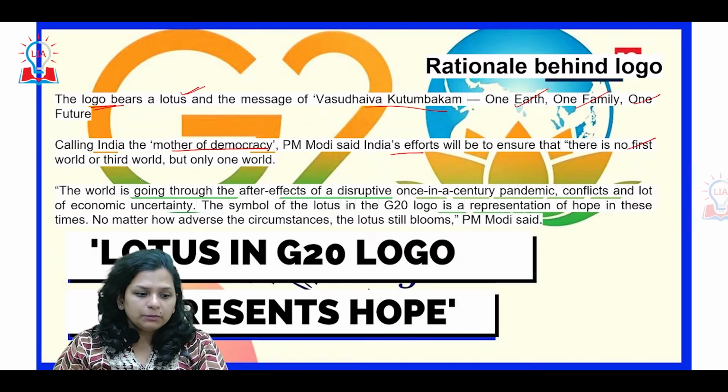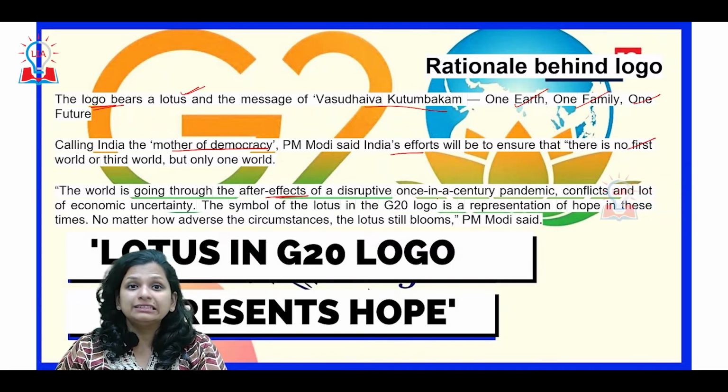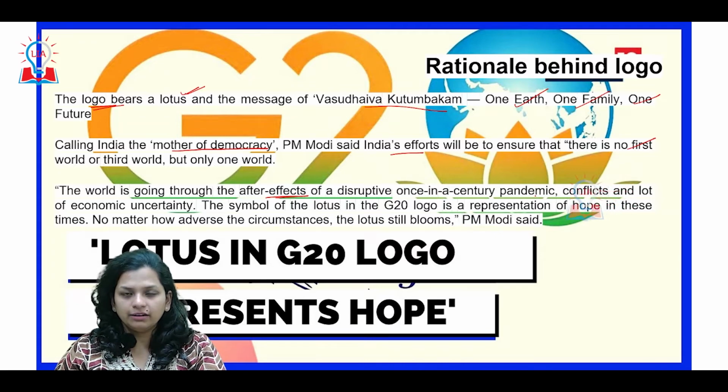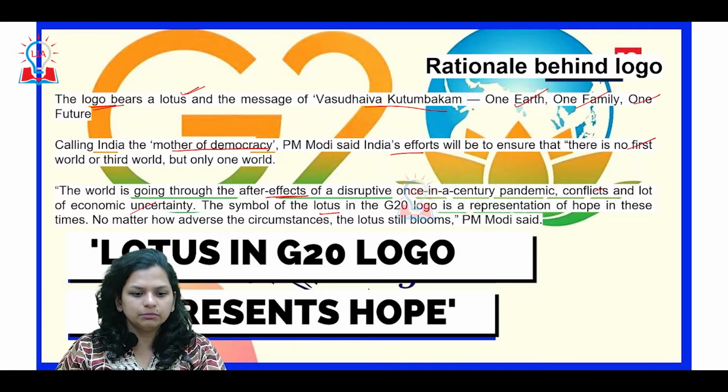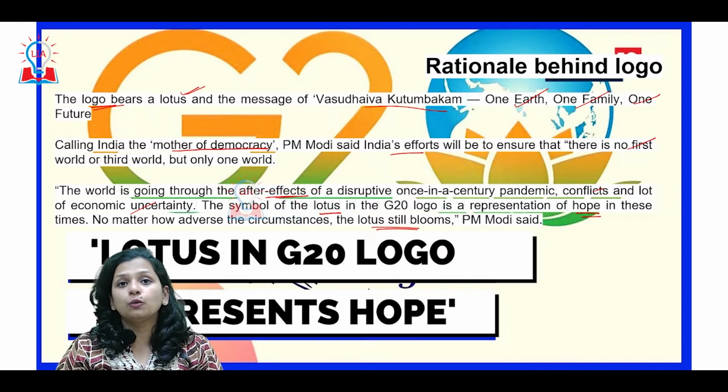So, what the Prime Minister had to say in this regard is that the world is going through the after effects of a disruptive, once in a century pandemic. The disruptive effects are felt worldwide. The conflicts and the economic uncertainties continue. So the lotus as a symbol in the G20 logo is actually a representation of hope, hope that even in difficult times, the lotus is still going to bloom.